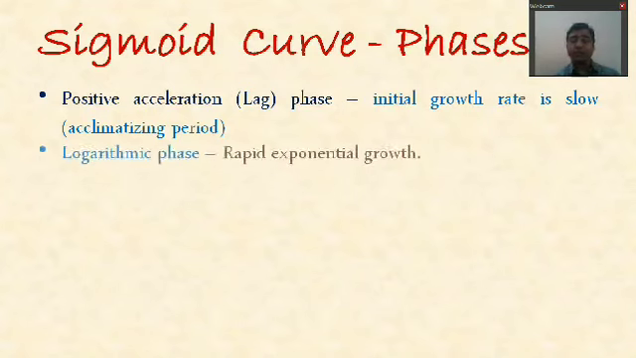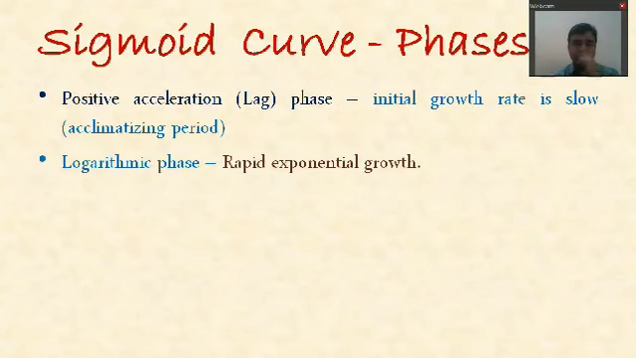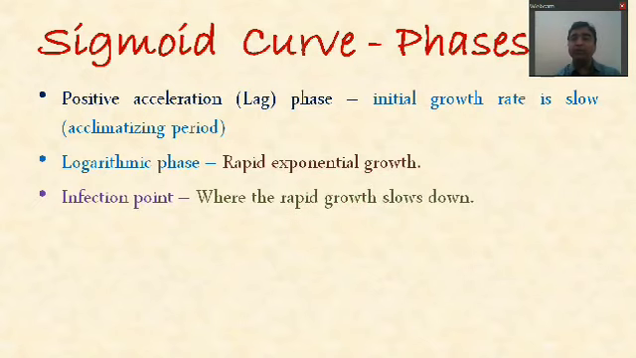This positive acceleration, or lag phase, is followed by the logarithmic phase, in which there is rapid exponential growth. The growth rate is very high, and it stays high only up to the point of inflection, where the rapid growth rate slows down.